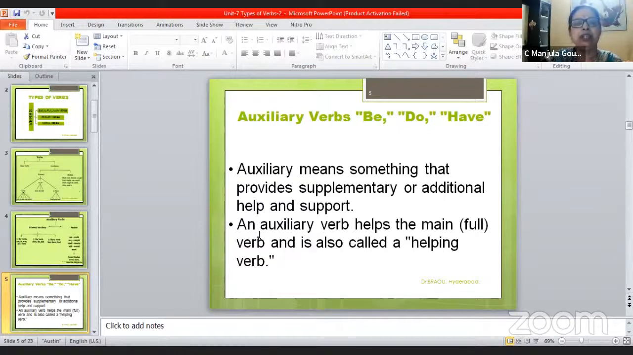So when we speak about the auxiliary verbs, be, do, and have, this auxiliary means something that provides supplementary or additional help or support. More or less, you can call them helping verbs. They tend to help the main verb. That is the reason they are called the auxiliary verb. So auxiliary verb helps the main or the full verb and is also called helping verb.